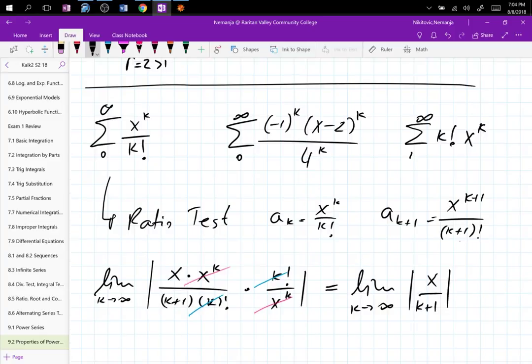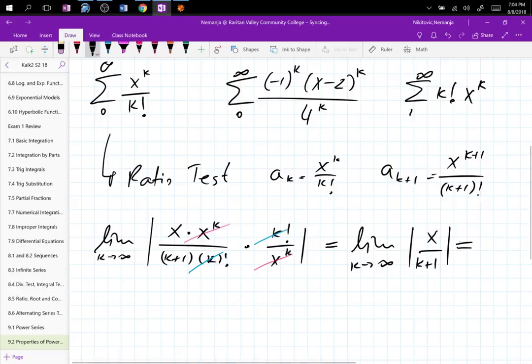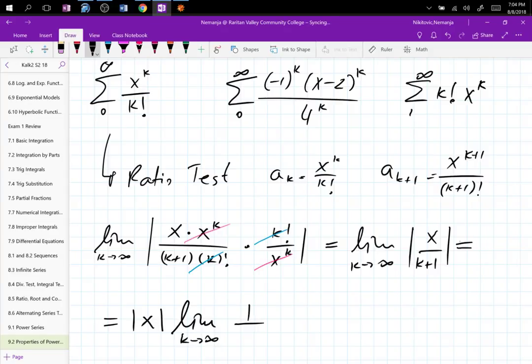So now we got ourselves the limit as k goes to infinity of absolute value x over k plus 1. Now, limit is the operator which operates on k's in this case. So x is a constant in the eyes of the limit, and you can kick constants outside. So this is equal to absolute x times the limit as k goes to infinity of 1 over k plus 1. Now this is equal to absolute x times 0, which is 0.